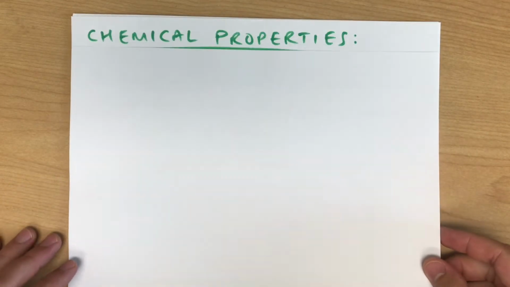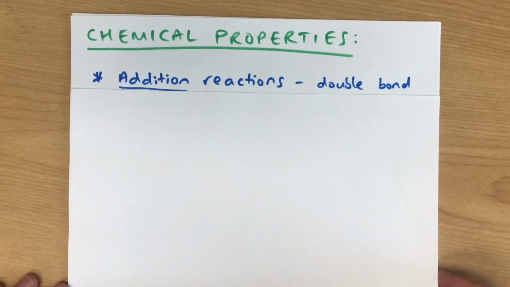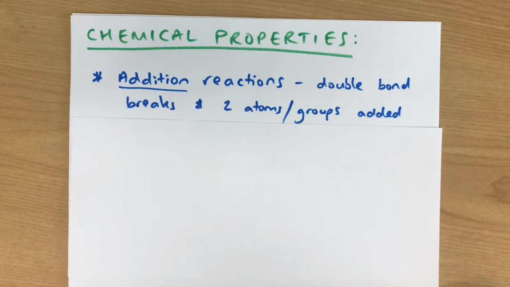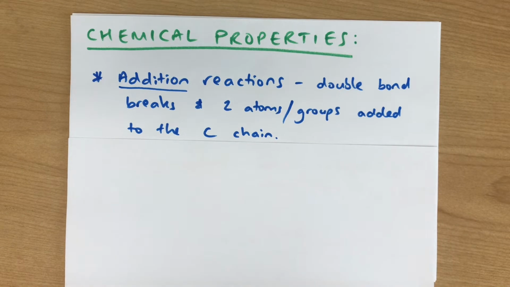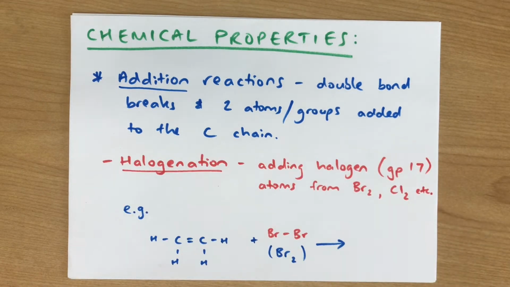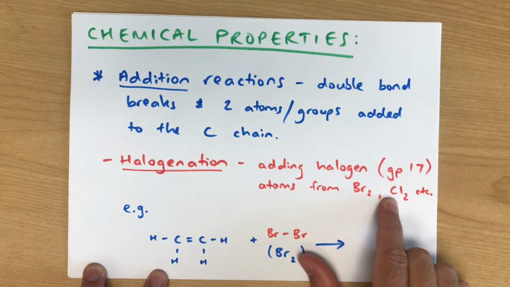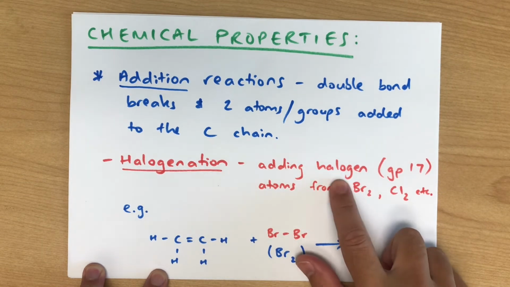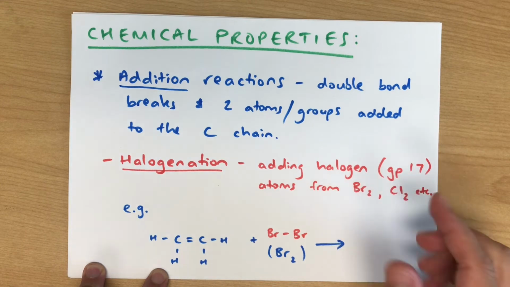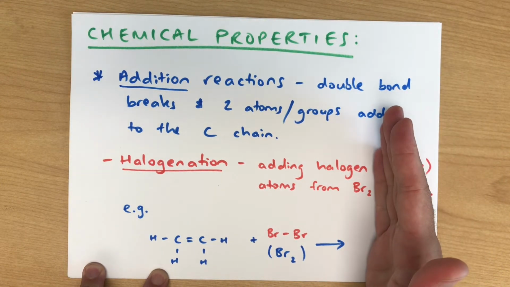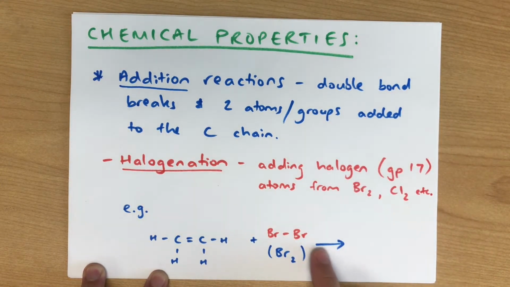Let's take a look at the chemical properties of alkenes. Addition reactions, where the double bond breaks and two atoms or groups are added to the carbon chain in its place. One example of this is halogenation. Halogenation is adding a halogen from either Br2 or Cl2, they're the examples that we see, and the halogens, remember, are group 17 on the periodic table, that right-hand side just next to the inert gases. So adding halogens to an alkene is called halogenation.